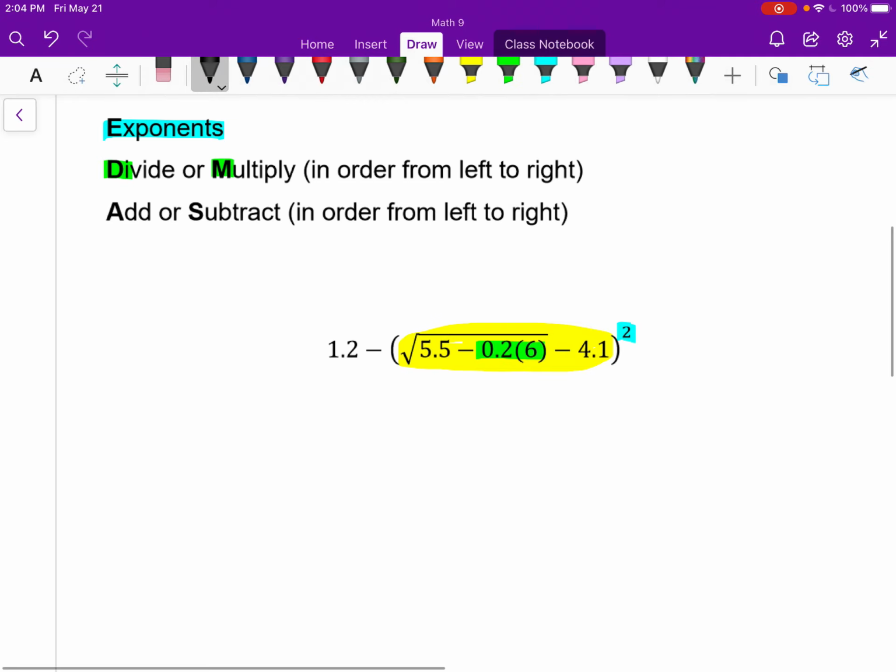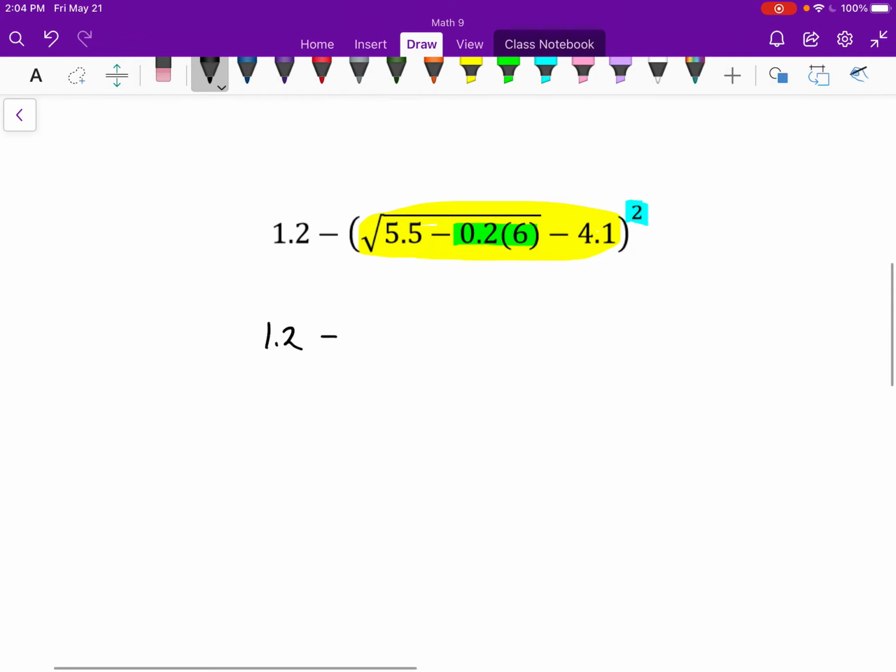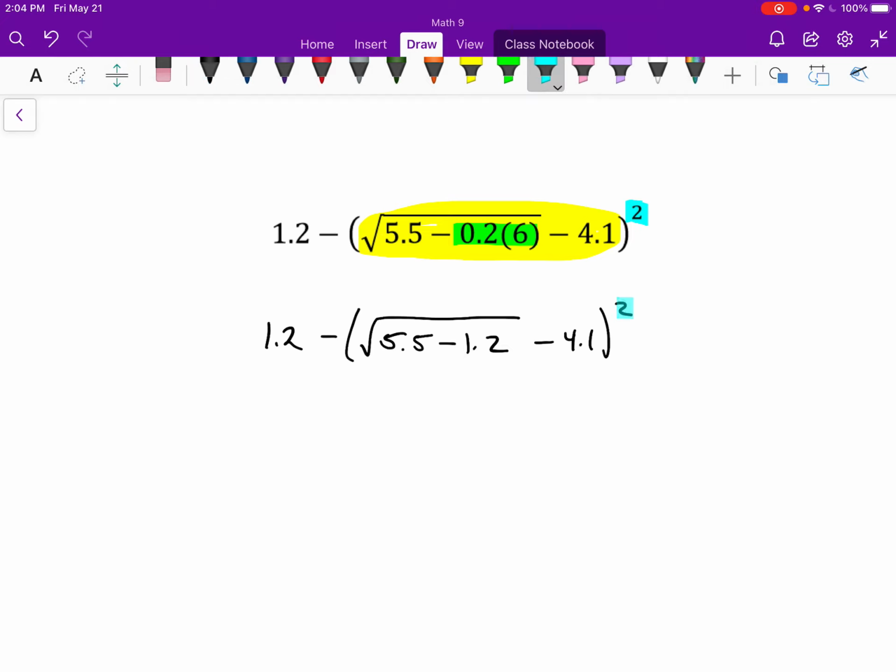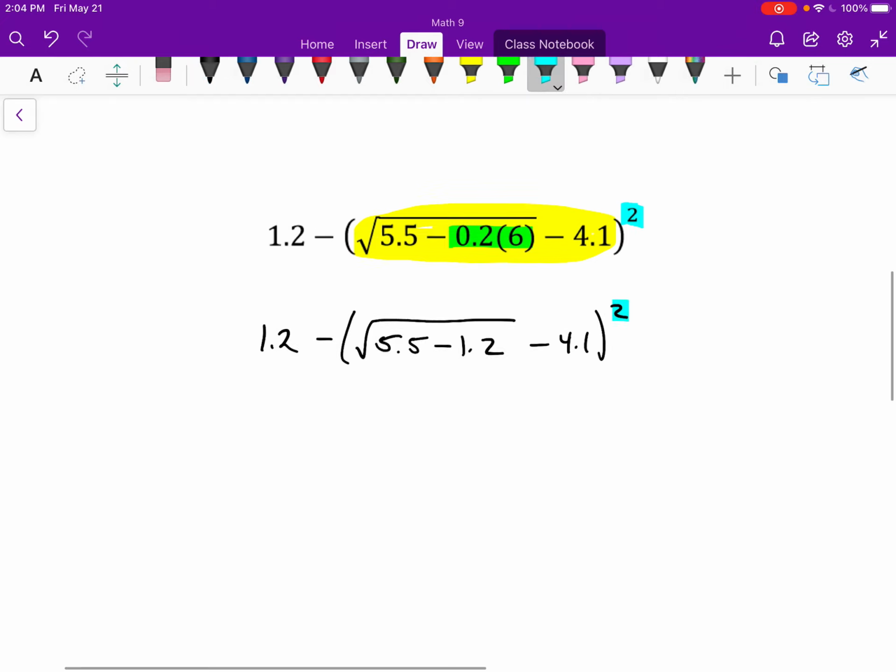At this point, I'm fine with using a calculator. 0.2 times 6 is 1.2. So I have the square root of 5.5 minus 1.2, minus 4.1, and all of this is to the power of 2. Okay, so there's my first little step.